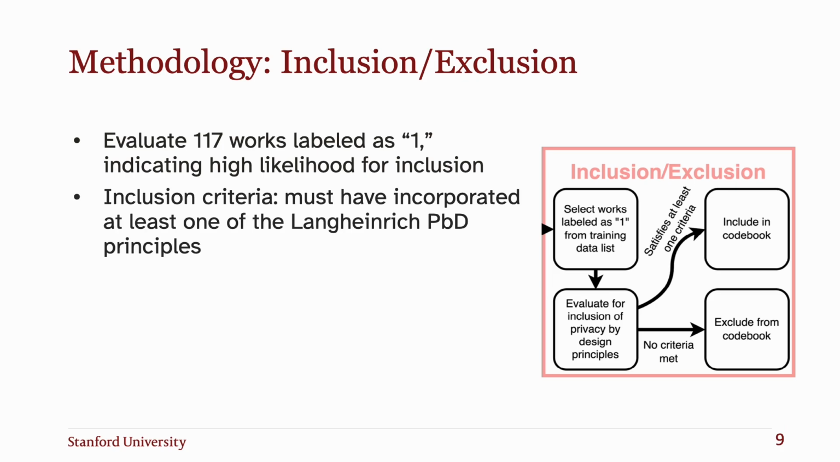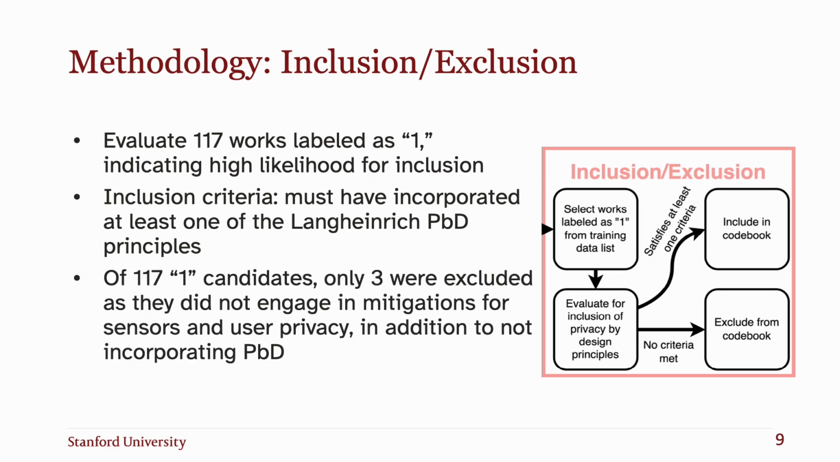To summarize, our inclusion criteria were that works must have incorporated at least one of the Langheinrich Privacy by Design principles. Of the 117 candidates, only 3 were excluded as they did not directly engage in mitigations for sensors or privacy, in addition to not incorporating a privacy by design principle. This resulted in 114 total works included in the codebook.